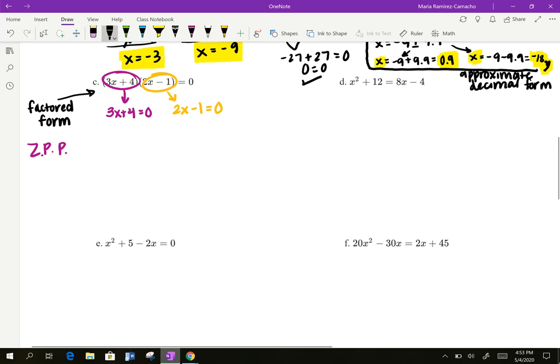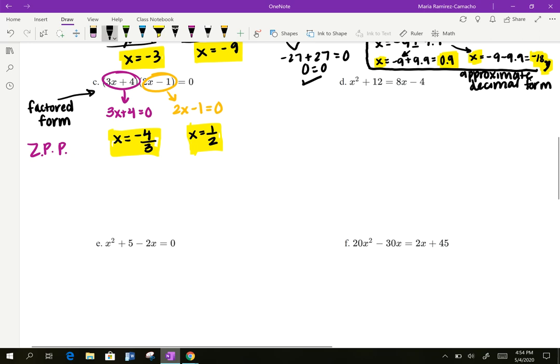Here, if I subtract 4 from both sides and then divide by 3, I'm going to get x is equal to -4/3. And if I solve for x here, if I add 1 to both sides and then divide by 2, I'm going to get x equals 1/2. Okay, so here I used the zero product property, and look at that. I solved in just a few steps.